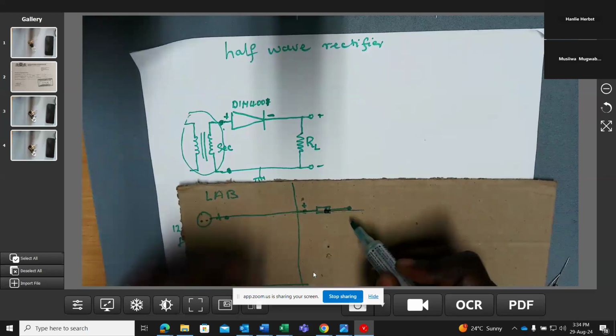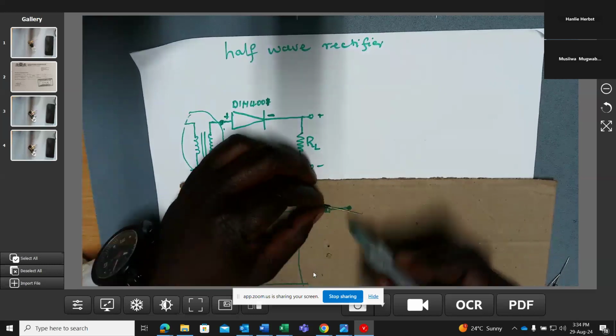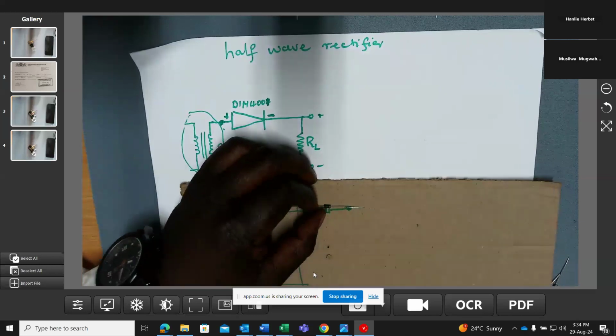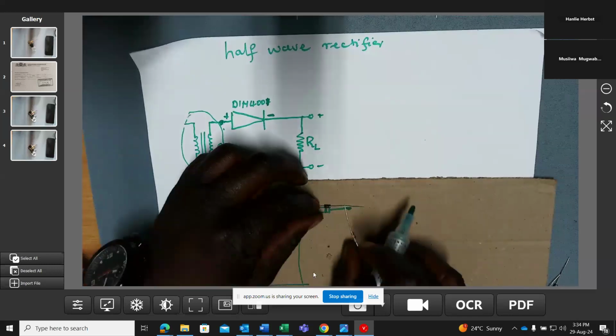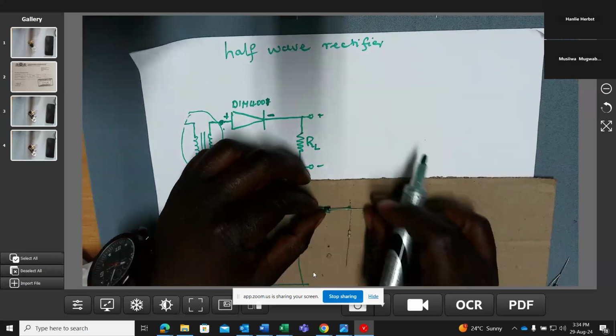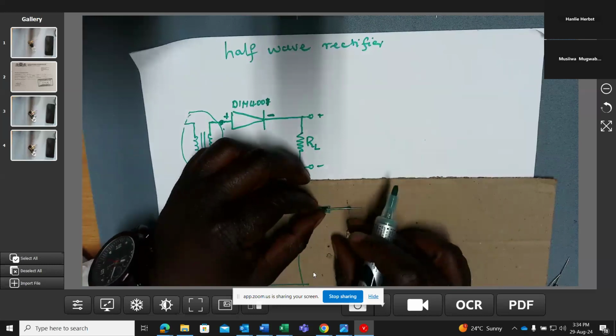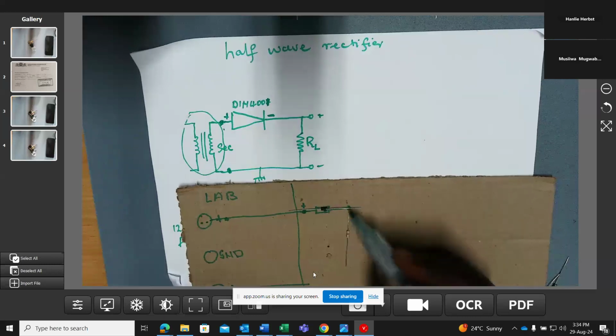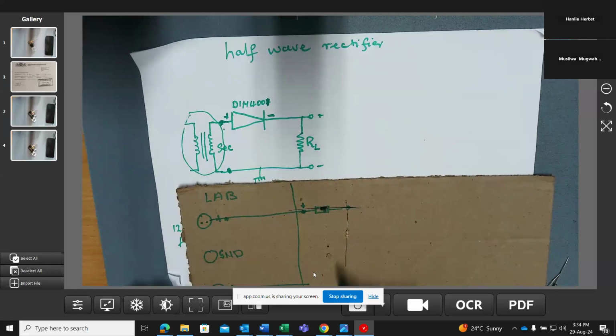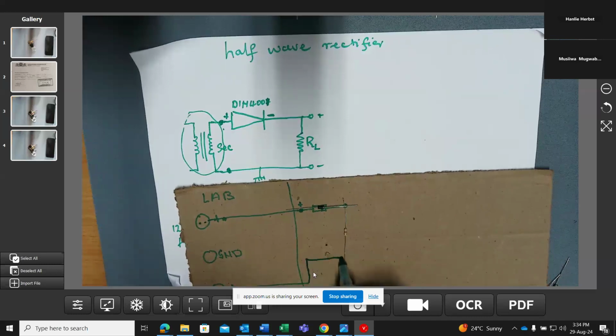Within the same hole there, let me insert one leg of my resistor, so that it's going to combine with this one here. One leg is going to combine with that one there, and then the other leg, I will have to connect within this margin here. I will have to connect it within that margin there.